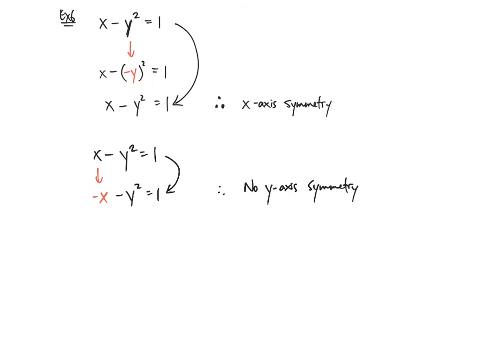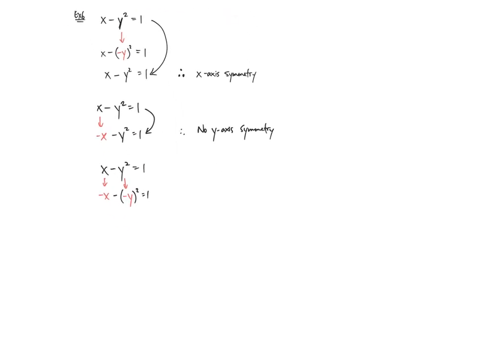And in order to have origin symmetry, it would have to have both. What I mean by that is if you start with the original equation, if you replace both x with negative x and y with negative y, what happens is you end up with this equation, which again is not equivalent to that. So therefore, there's no origin symmetry. Okay, so that's how you run the tests.